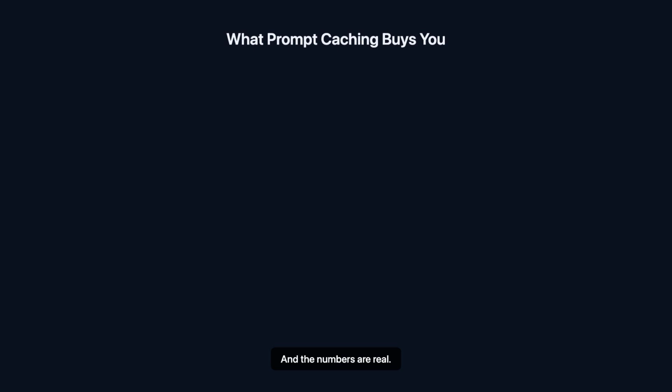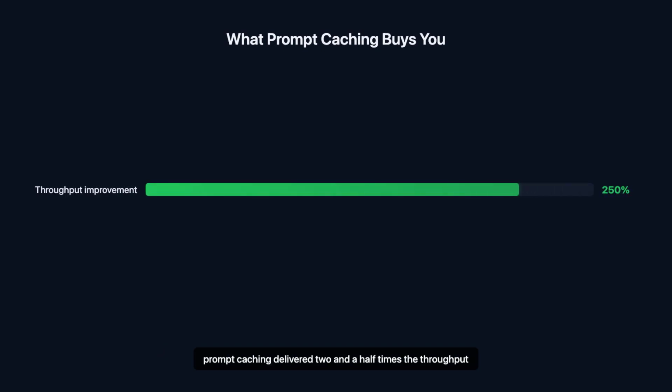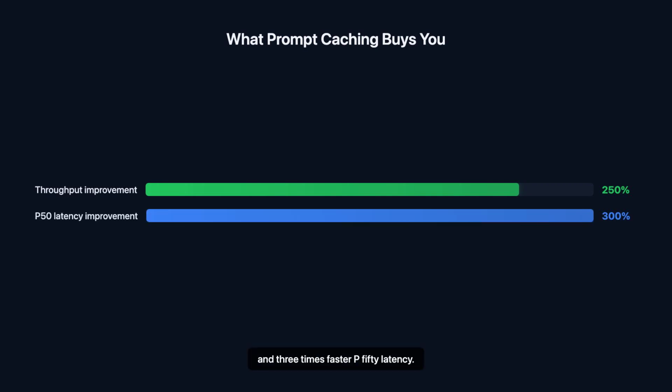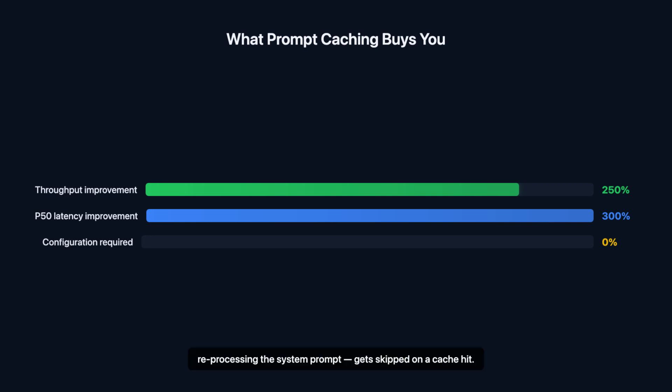And the numbers are real. In Databricks' own reported benchmarks on open-source foundation models, prompt caching delivered 2.5 times the throughput and 3 times faster P50 latency. The configuration required on your side is 0. The way it works is the pre-fill stage, reprocessing the system prompt, gets skipped on a cache hit. If your system prompt is long and your user message is short, which is most RAG and agent workloads, the savings compound dramatically.